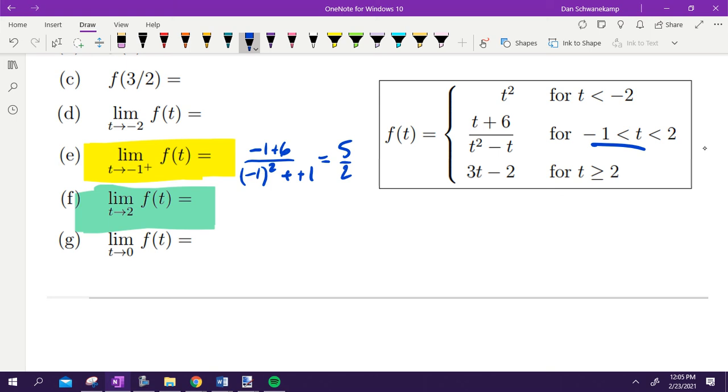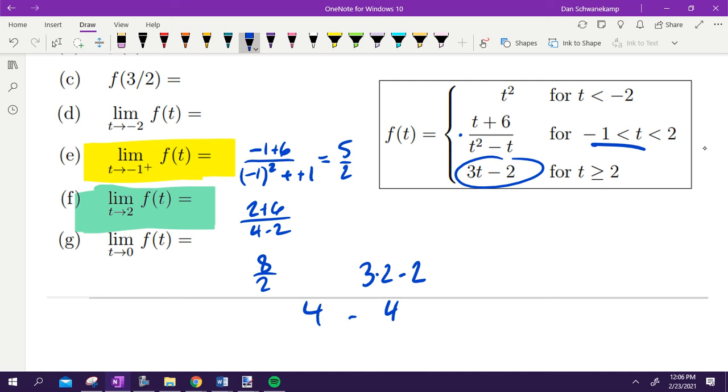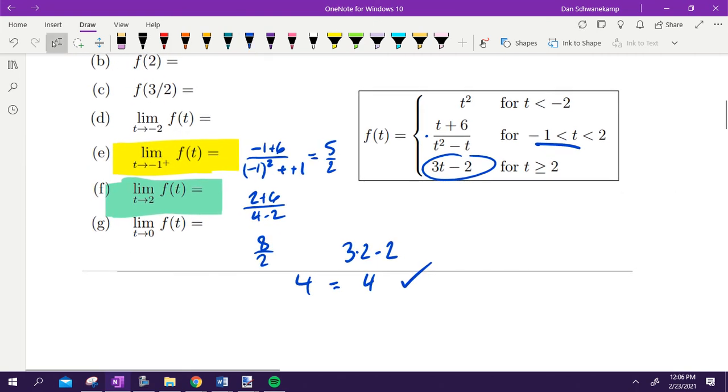Which equation am I plugging in if I want to find the limit as t approaches 2? Both of the last two. So 2 plus 6 over 4 minus 2. I'm just plugging into right there. That would give me 8 over 2. If I plug into this guy, it's 3 times 2 minus 2. 3 times 2 is 6 minus 2. Since they are both 4, 4 is equal to 4. Boom, we're good. That is my limit. It's 4. Questions with algebraic equations.